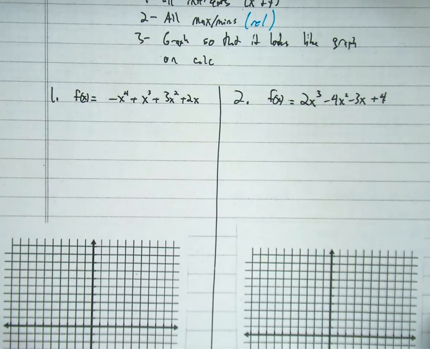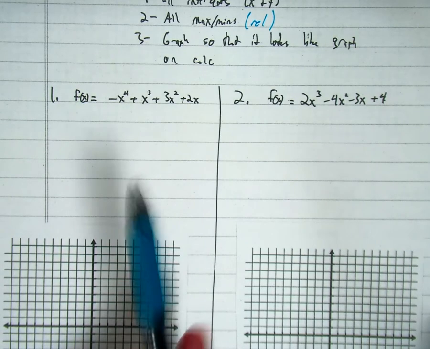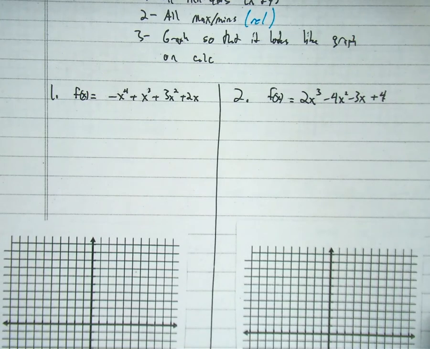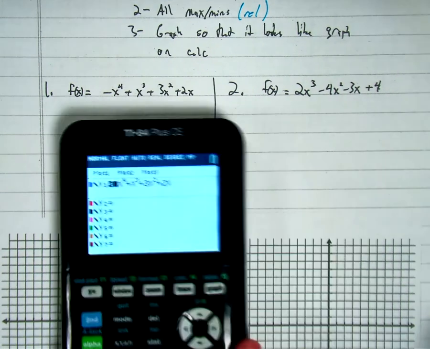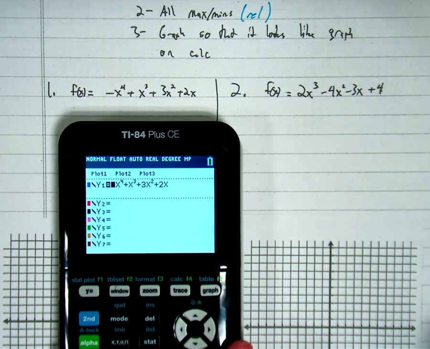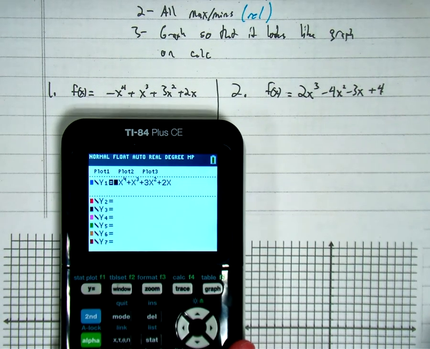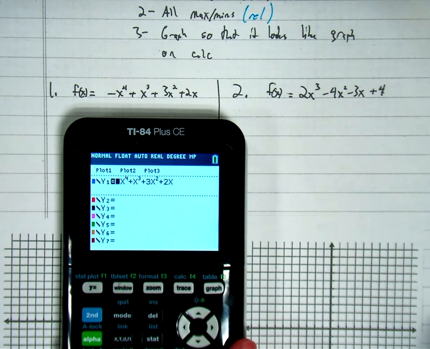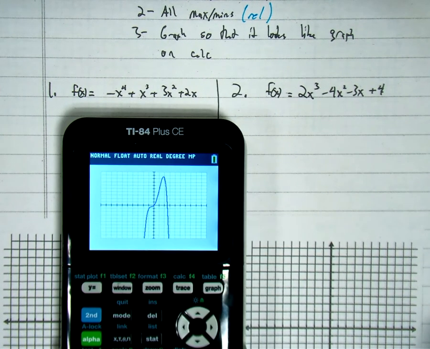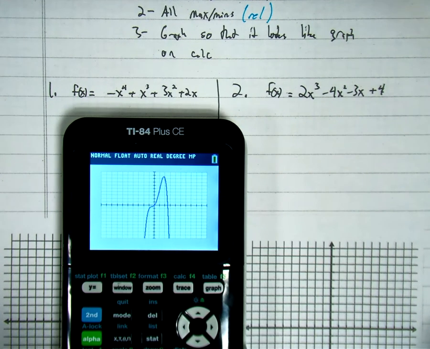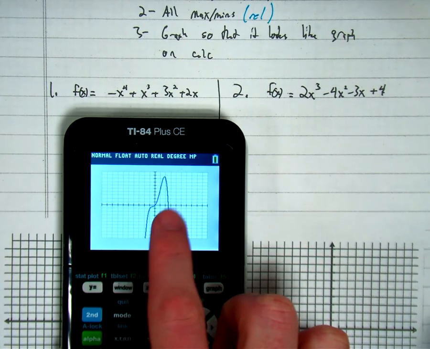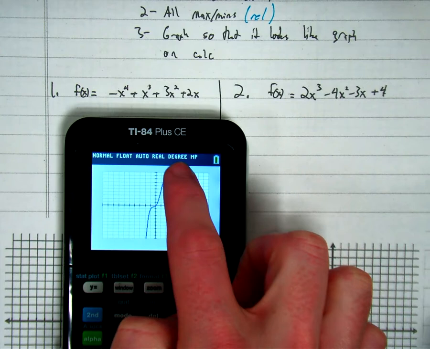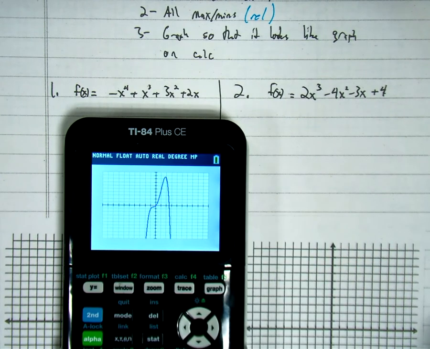Alright, number one for us today is very similar to, I think it's exactly the same as example 1 in your textbook. Alright, so we're going to type that into the calculator. Negative x to the fourth plus x to the third plus 3x squared plus 2x. We're going to graph away. We got a quick little squiggle here, and then it goes up to the top and back down.